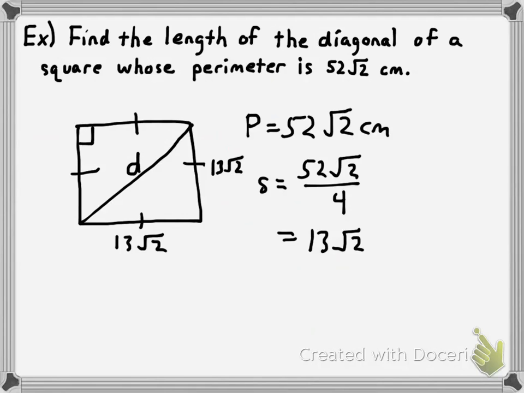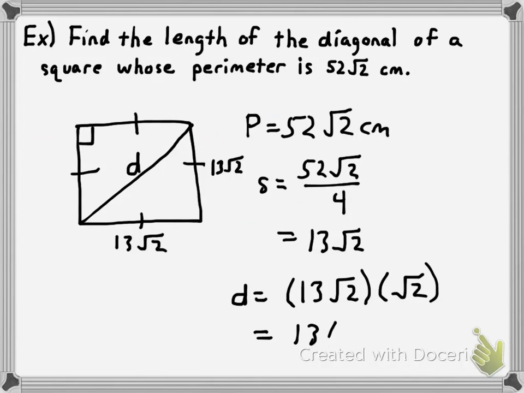And then since it is a 45, 45, 90 triangle, we know that the hypotenuse, which in this case is D, is equal to the length of a leg, 13 square root of 2, multiplied by the square root of 2. Okay, there's the length of the leg. There's that times the square root of 2. Now, 13 square root of 2 times the square root of 2 is going to end up becoming 13 times 2. We've already talked about what the square root of 2 times the square root of 2 is. And that gives you then 26 centimeters is the length of that diagonal.